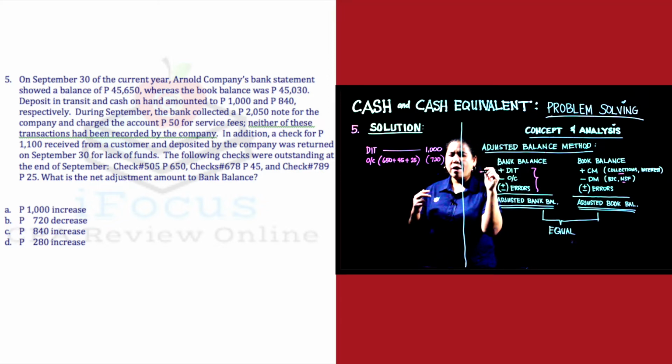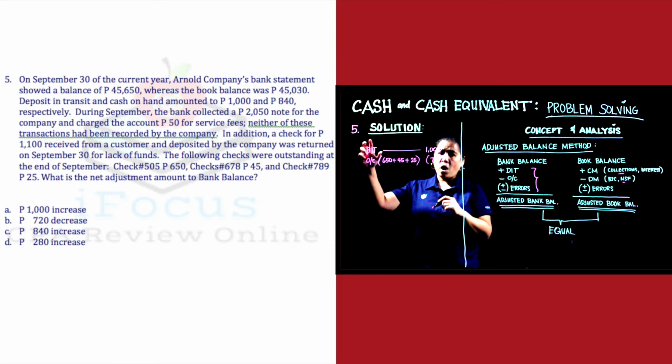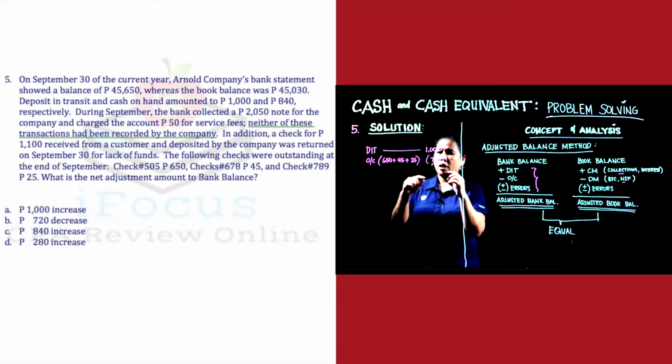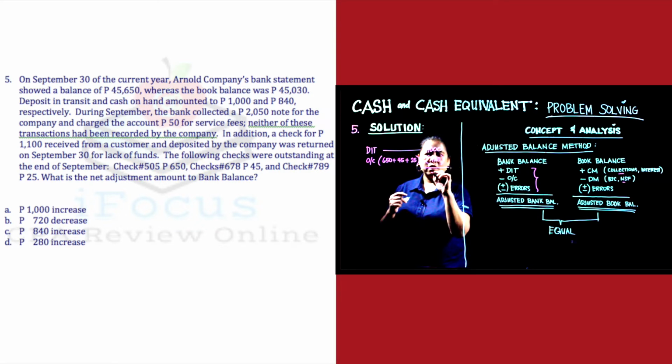Alright? So, we have an addition of 1,000 as the deposit in transit in minus of an outstanding check of 720. Ang net adjustment natin sa bank balance na yan ay 280.